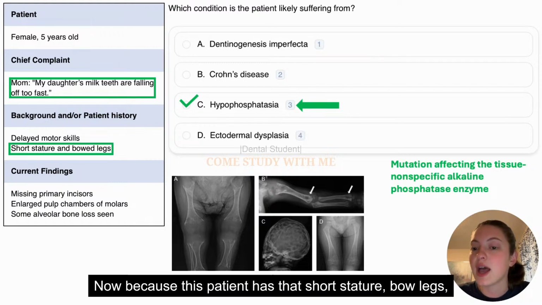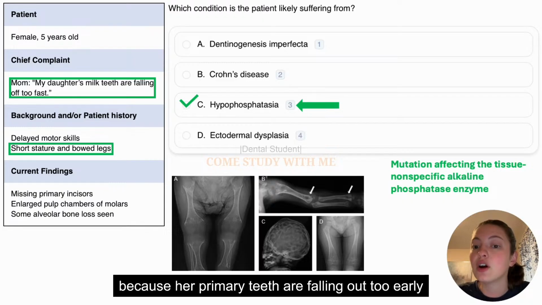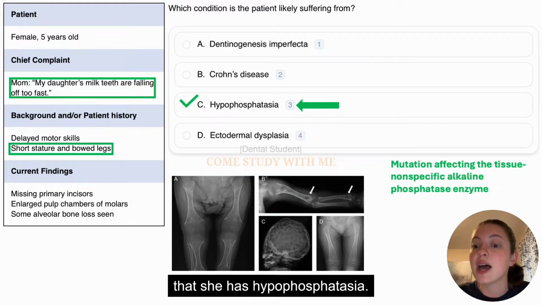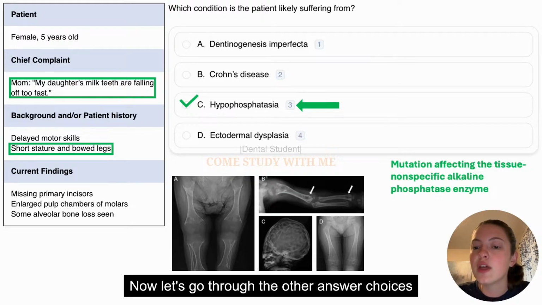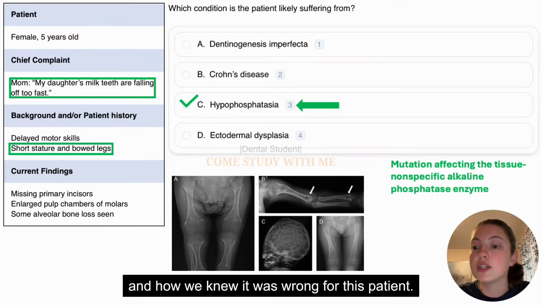Now, because this patient has that short stature, bowed legs, delayed motor skills, and because her primary teeth are falling out too early and her pulp chambers are enlarged, we knew that she has hypophosphatasia. Now, let's go through the other answer choices and talk about what each condition is and how we knew it was wrong for this patient.